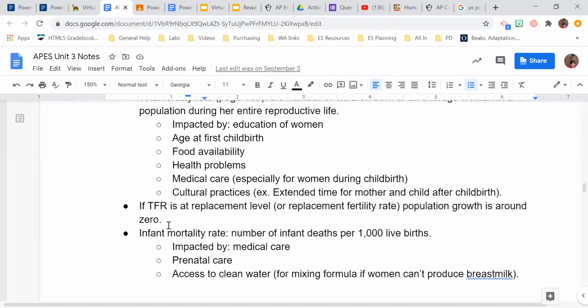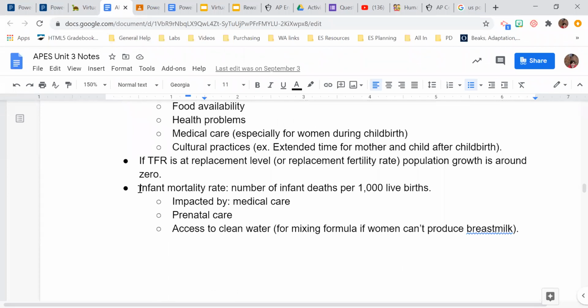So if total fertility rate is at replacement level, or at replacement fertility rate, the population growth will be at about 0. That should make sense. If all we're doing is replacing the people, population growth rate should be pretty close to 0.